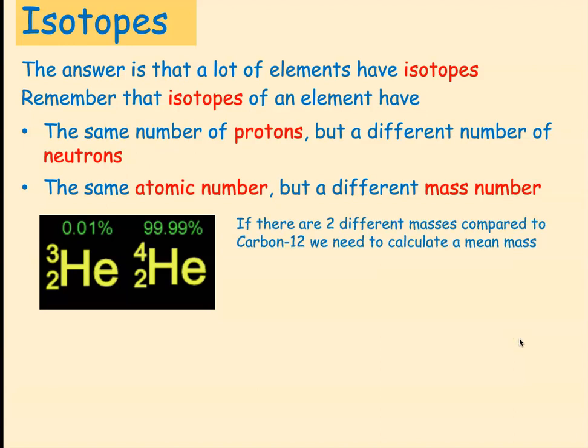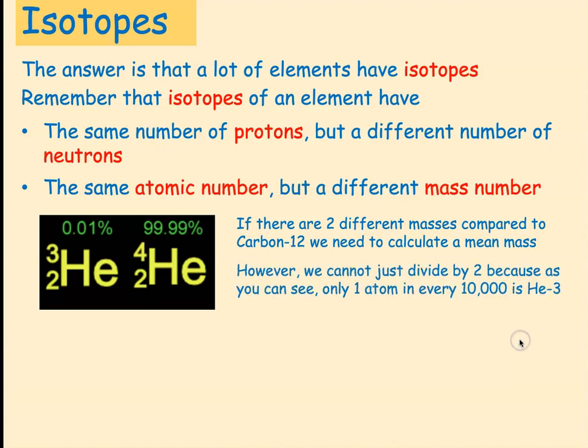So if there are two different masses compared to carbon-12, we're going to need to find a way to calculate a mean mass. Up to now, when calculating a mean, we would take the numbers and divide by 2. So there are 2 isotopes, so we'd add 3 and 4 together and divide by 2. But that is not what we're going to do.